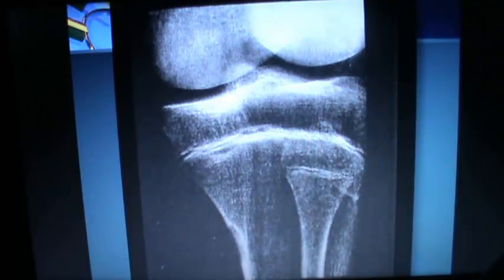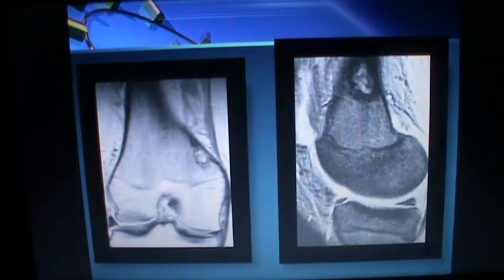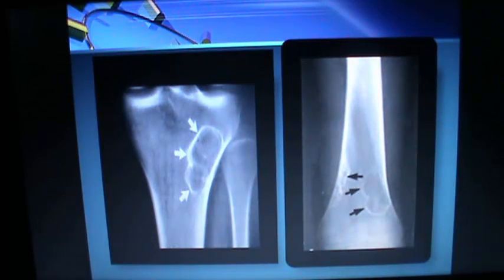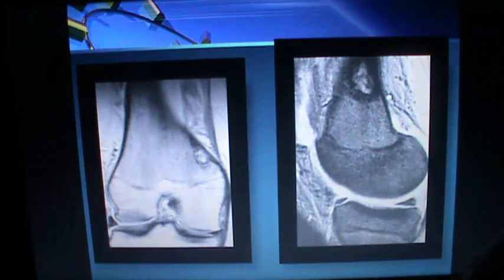This is an example of fibrous cortical defect, while this one is an example of non-ossifying fibroma with the fibrous tissue showing as low intensity around, and centrally there is some edema. Here is typical appearance of the non-ossifying fibroma with the intact cortex and the bulging tumor into the marrow with sclerosis. Similar lesion.